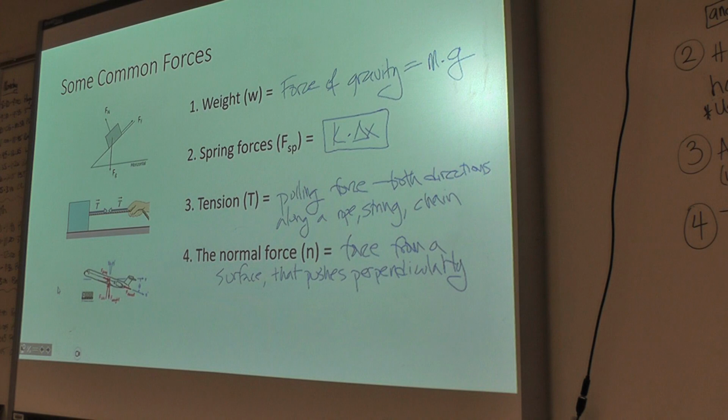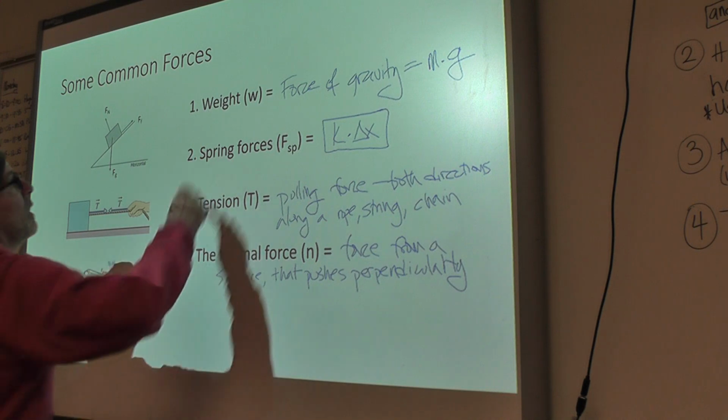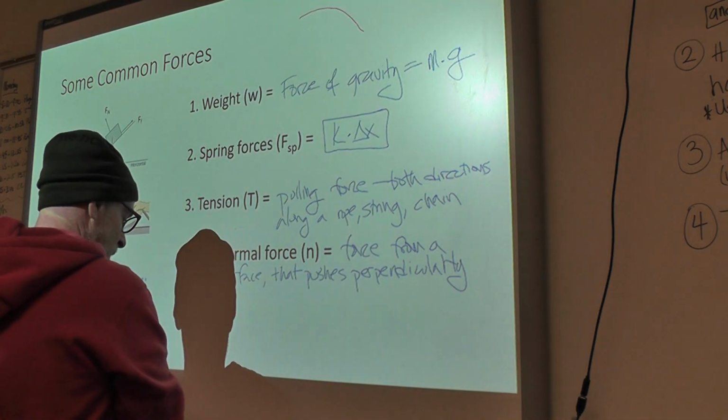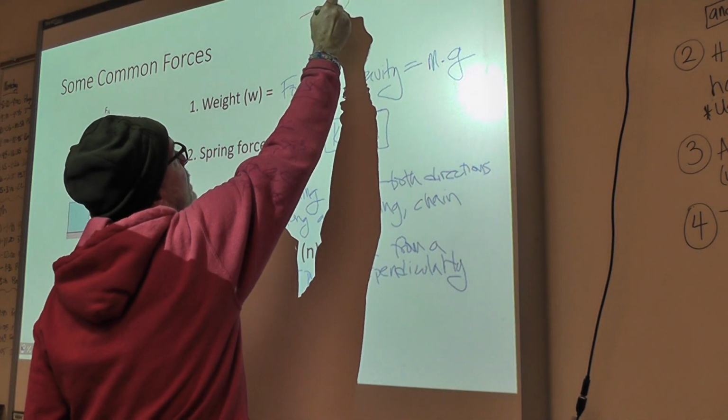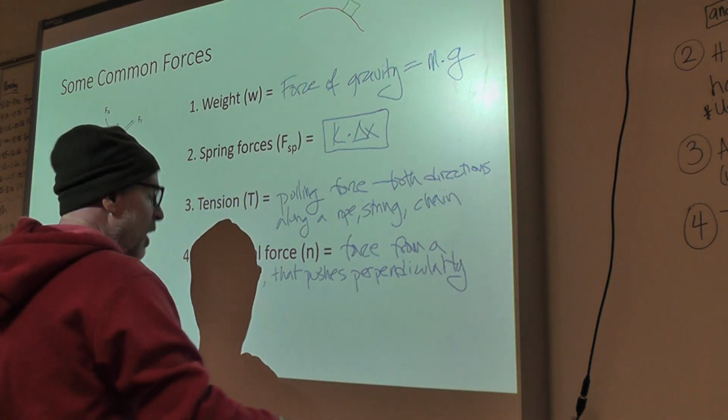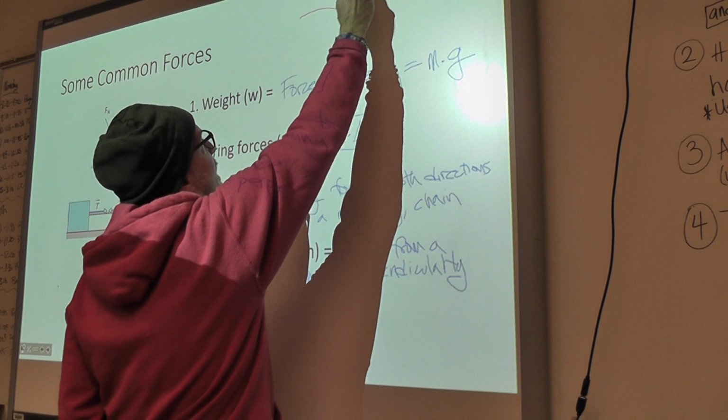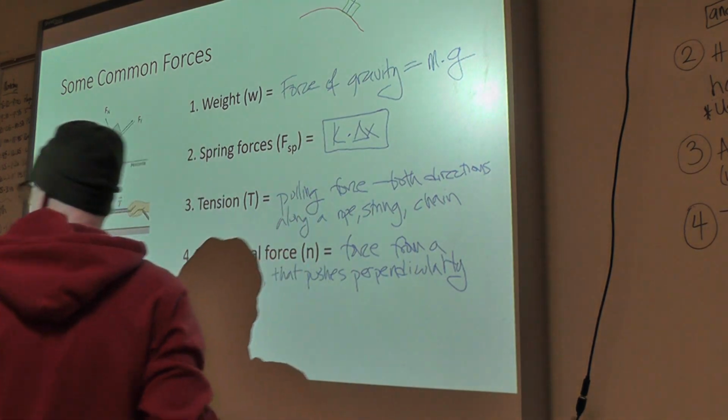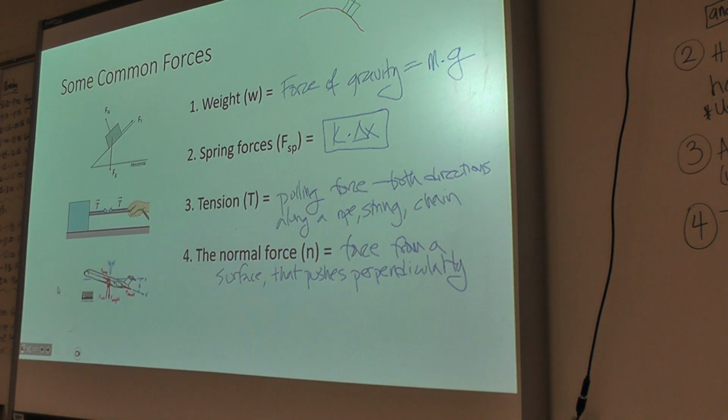If we have a curved surface and there's something resting on that surface, like right here, then the normal force is perpendicular to the point at which that object is resting. That's what the normal force is. Sometimes we call those surface forces. Okay, and then the last force is friction.